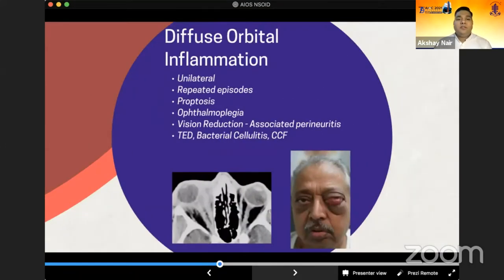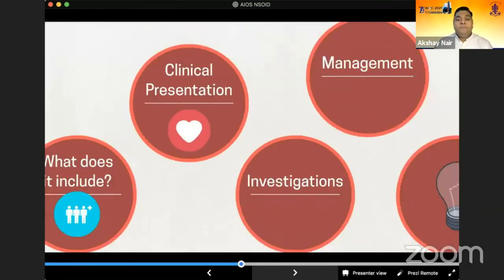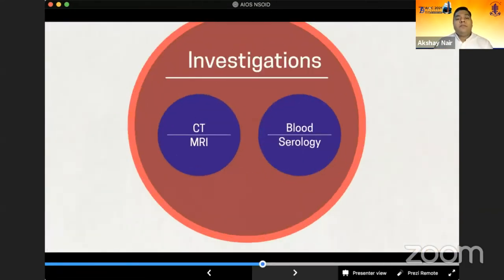Diffuse orbital inflammation. It can be unilateral. It usually is unilateral, and patients will have a history of repeated episodes on and off. There is severe proptosis, ophthalmoplegia. If there is associated perineuritis, there is a significant visual reduction. And here again, your differentials can be thyroid eye disease, bacterial cellulitis, and because there is so much congestive inflammation seen, a CCF can also be suspected, and you need to rule these three things out as well. So what do you need to do as an investigation?